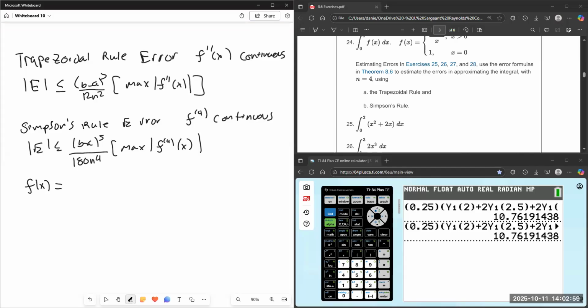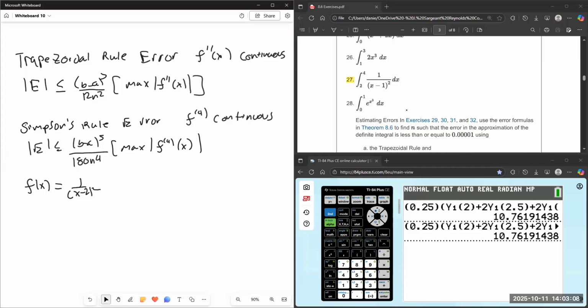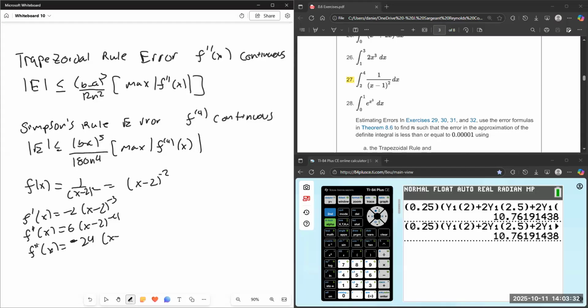F of x is equal to 1 over x minus 2 squared for 27, is x minus 2 to the negative second. First derivative is negative 2 x minus 2 to the negative third. Second derivative is 6 x minus 2 to the negative fourth. Third derivative is negative 24 x minus 2 to the negative fifth. Fourth derivative is 120 x minus 2 to the negative sixth.